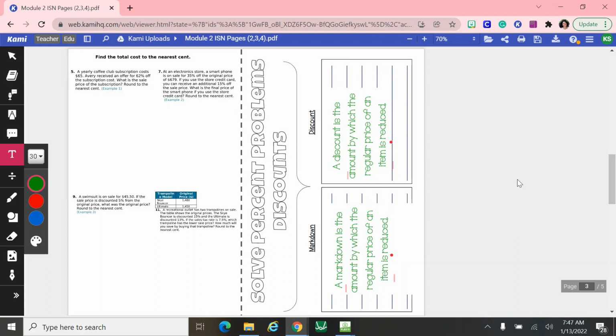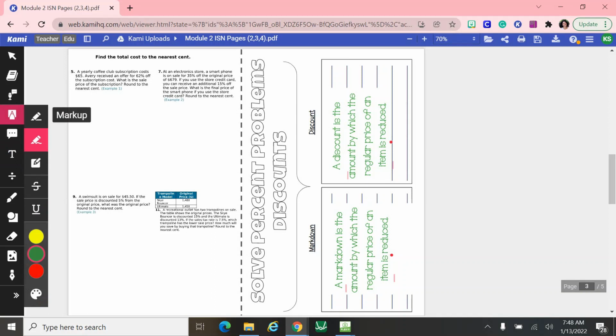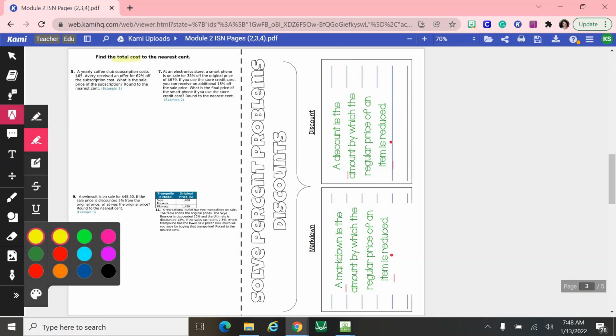Number 5 and number 9, we have room to do those problems right on this page. Number 7 and number 11 is where you're going to need to have the window of your ISN open, because you likely won't be able to fit the work right on this page. So that's why we're taping or adhering this as a window by just putting the left side down so it opens like a flap. At the top, we've got directions that are telling us to find the total cost to the nearest cent.